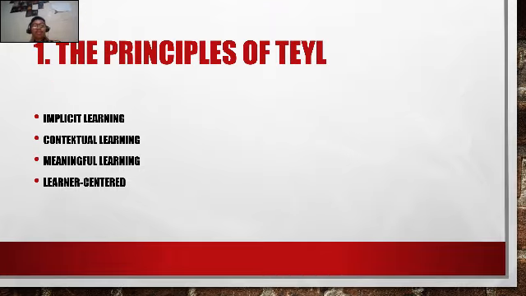First is the principles of teaching English to young learners. First is implicit learning. Kids learn naturally, like how they learn their first language, through play, not grammar rules. Second is contextual learning. Teach words in real situations, like colors with crayons, or put words in during snack time.